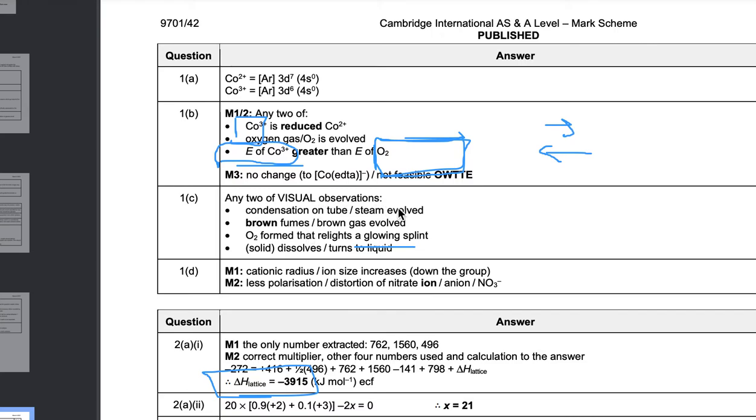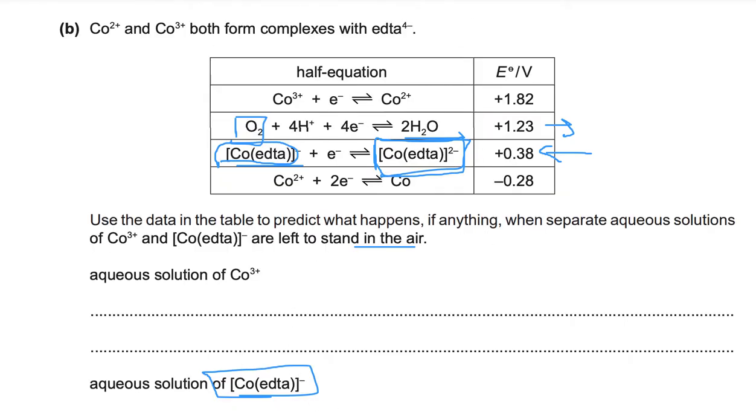Okay, so it's not feasible. Okay, alright, I'm so sorry. Let me explain it to you. Since over here it's written that it is the aqueous solution for CoEDTA minus, we'll just say that it is not feasible because this is lower than this one.